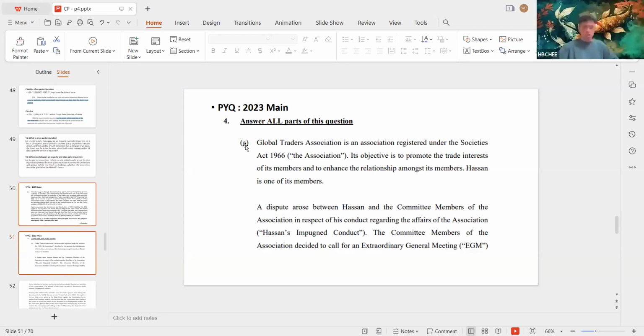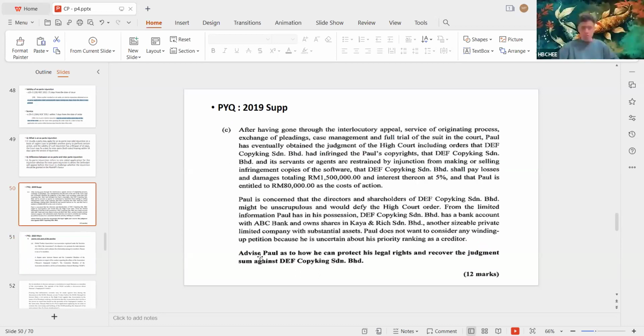Yes, you see, advise Paul on how he can protect his legal right and recover the judgment sum against Ma. So it's mostly focused on the mode of enforcement. Because the mode of enforcement, there are a few types: garnishing, charging order, and then writ of seizure and sale, then the bankruptcy.